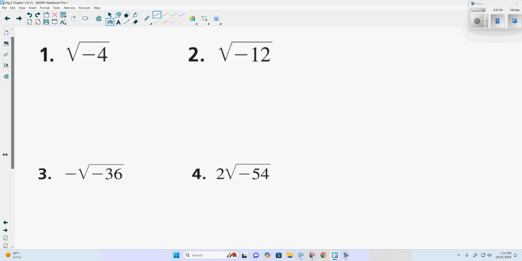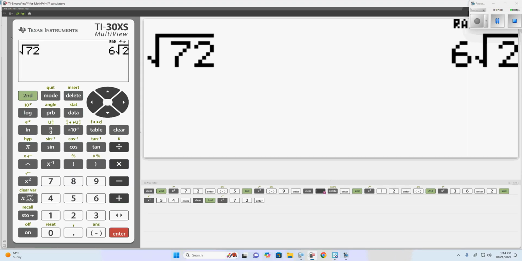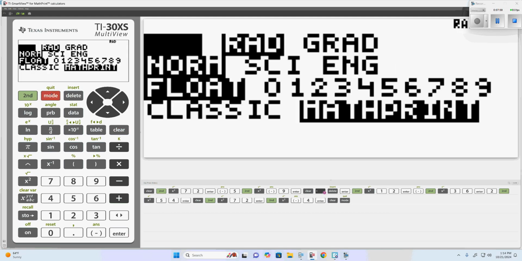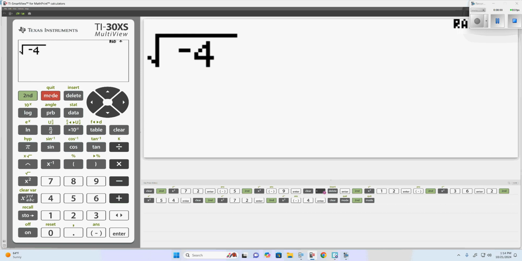Now, as we've seen with some of these, we can do these in the calculator, especially the TI-30XS. We just can't type the whole thing in. With the next one, square root of negative 4, if I get the calculator out and say square root of negative 4, it gives me a domain error because it cannot take an imaginary number. It can't take the square root of negative 4.